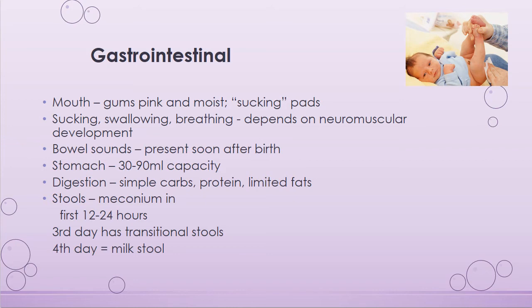Digestion, stools: we want to see meconium in the first 12 to 24 hours. By the third day, they should have transitional stools, going from meconium to more of a formula or breast milk based stool. And by the fourth day, they should have a milk stool. They can digest, of course, the simple carbs. They have a limited ability to digest fats because they don't have a lot of pancreatic enzymes. Proteins are almost totally metabolized for growth.